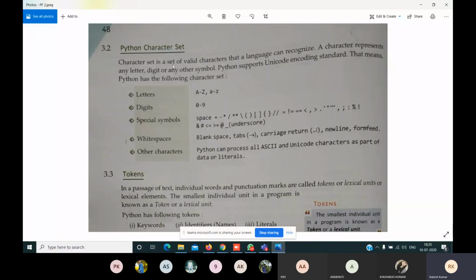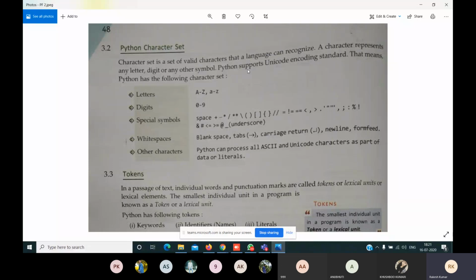So what is the character set? The character set is a set of valid characters that a language can recognize. The characters that the language recognizes, that is what we call the character set. So Python has its own character set. Okay? A character set is a set of valid characters that a language can recognize, and a character represents any letter, digits, or any other symbols like this.